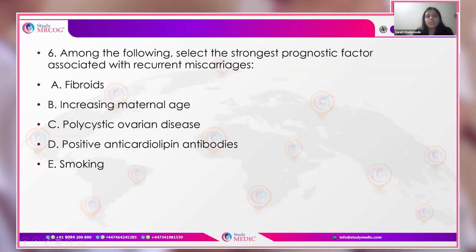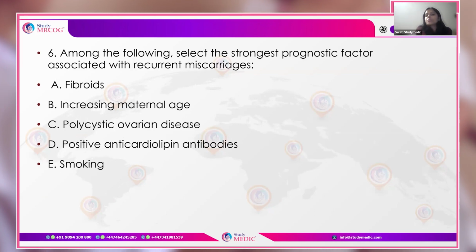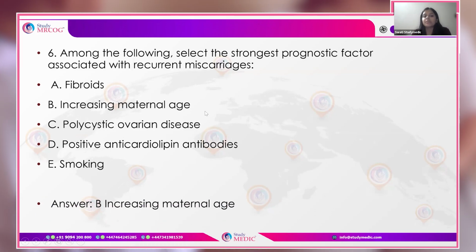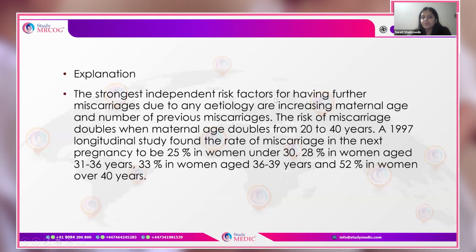Coming to the next question, among the following, select the strongest prognostic factor associated with recurrent miscarriages. So again, whenever we go through the guideline of recurrent miscarriage, whether it was the previous guideline or this guideline, maternal age is always mentioned as the first factor. So increasing maternal age is the strongest prognostic factor. It's an independent risk factor. The strongest independent risk factors for having further miscarriages due to any etiology are increasing maternal age and also the number of previous miscarriages.